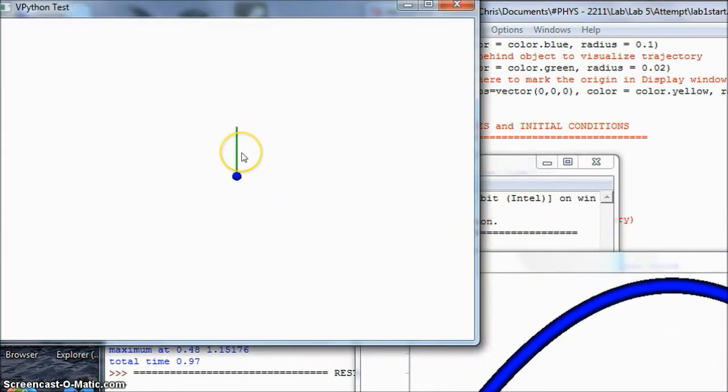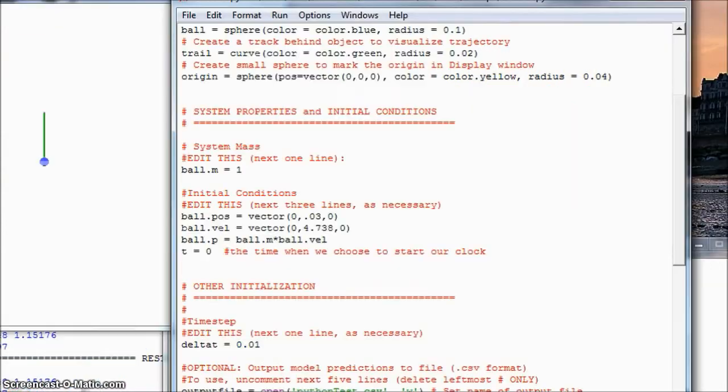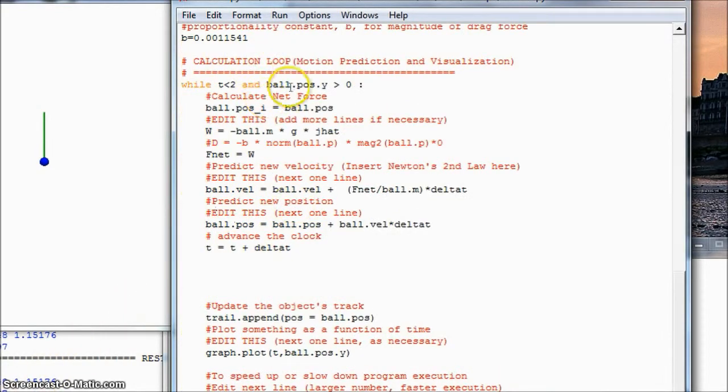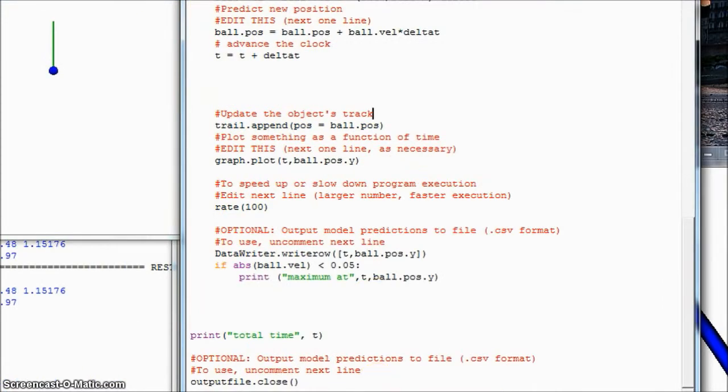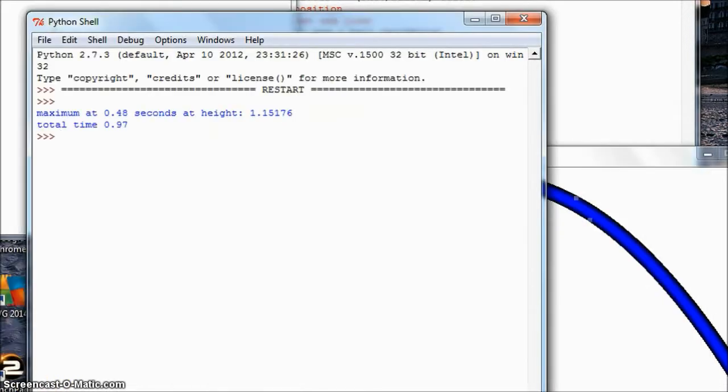Our analog model is a ball being launched up at an initial velocity and falling back down. It is initialized by the initial position and velocity of the jet of water. While the ball is above its initial position, its velocity is updated by Newton's second law. I have also programmed in a command to print the time and height when the ball is at its maximum height, where the velocity becomes close to zero. This outputs an easy-to-read sentence like this.